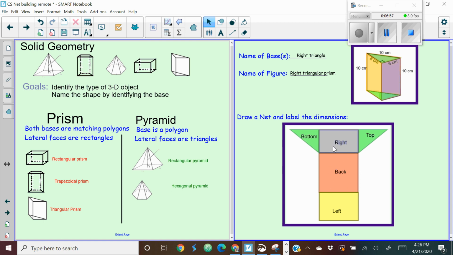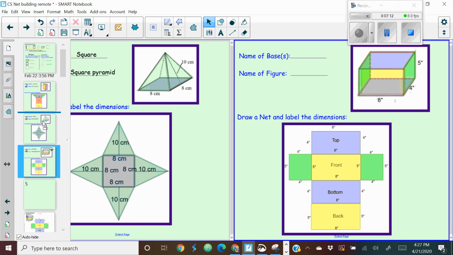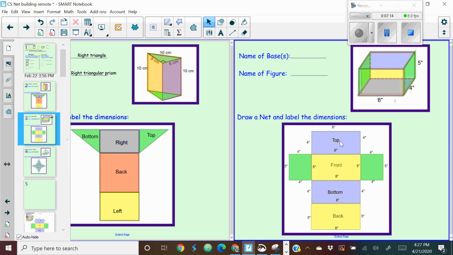And if you notice on the nets, I always draw the rectangles straight down in a row and put sort of the flaps or the bases, the bottom and the top, off to the side. So if we look at the three nets that I've done, both prism nets, I have sort of a string of rectangles with the flaps or the bases off to the right.